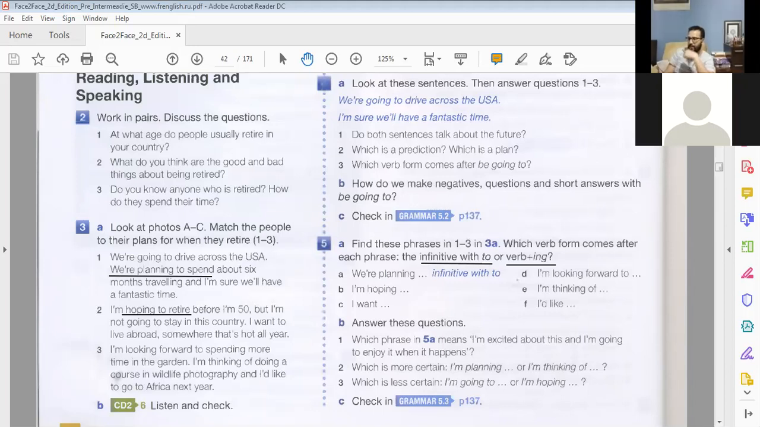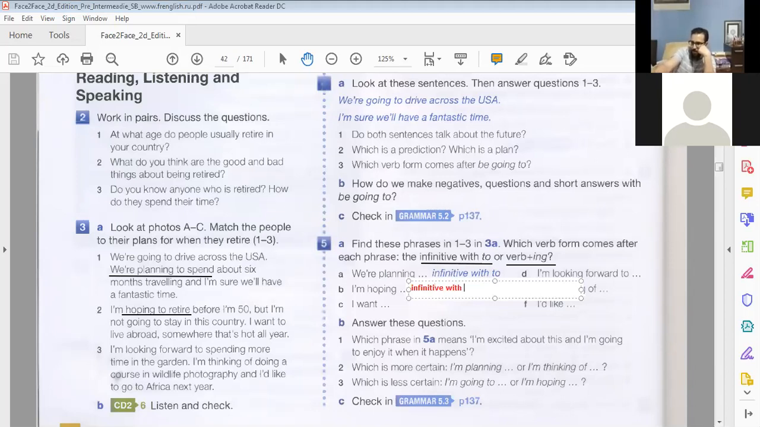Yes, hello. Yeah, I can hear you. So what do we use after I'm hoping? Check the example in number 3A on the left. Okay. What did we use after I'm hoping? Yes. We used retire. To retire. And what is this? To study. Correct. So do we use infinitive? Yes, right. Infinitive. Exactly. So we use an infinitive with to. Correct.